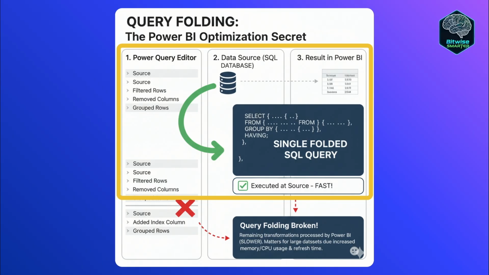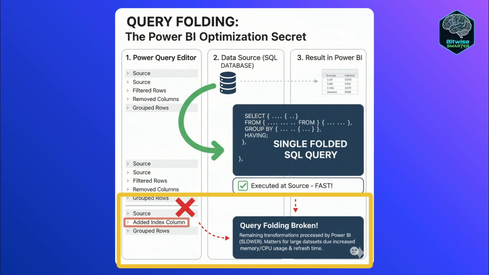However, not all transformations can be folded. Certain actions will break query folding, meaning all subsequent steps will be processed by Power Query's own engine locally. An example of a folding breaking operation is adding an index column in Power Query. Another is referencing data from two different data sources that Power Query can't natively merge and fold, or using a custom M function that isn't translatable.